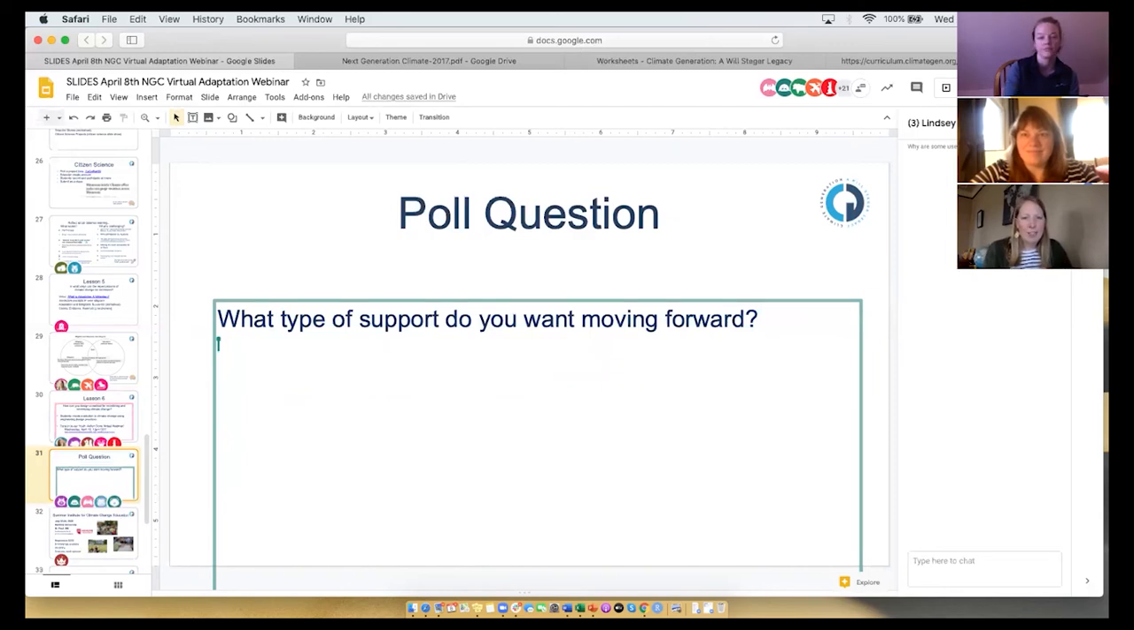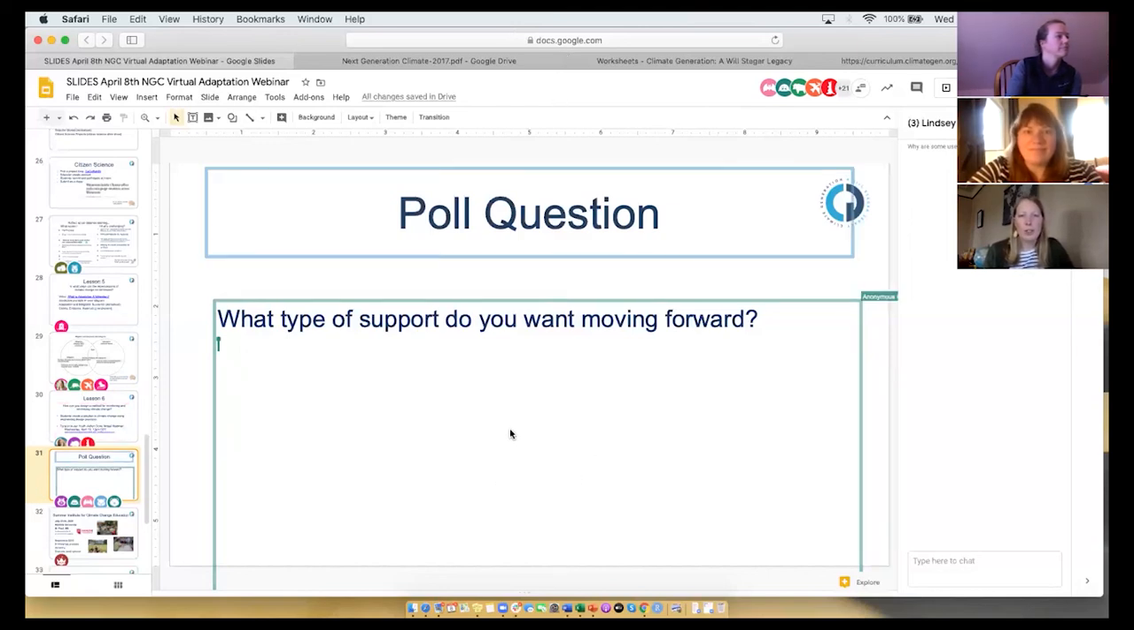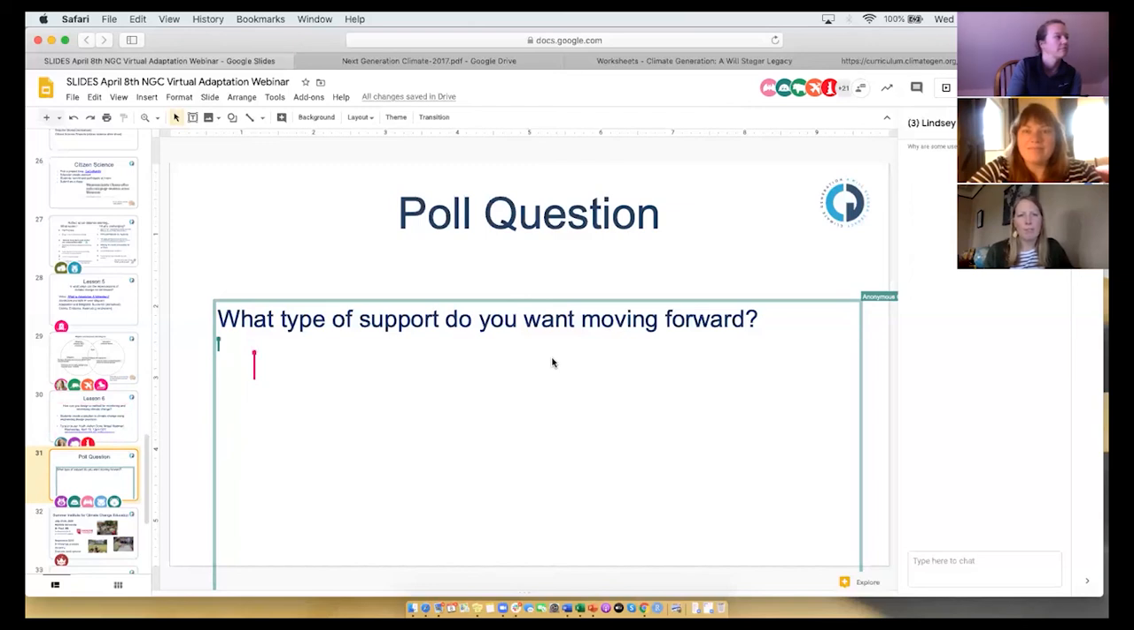So one last interactive question I wanted to give to you all. Within Zoom, you're actually able to put up polls. So Sarah, if you want to launch the poll right now, we have a question for you all. The question is, what type of support do you want from us moving forward? Go ahead and click on your answer. I think you can click on more than one if you want to. We'll give you about a minute here. I can see it, Sarah, and I can see people.